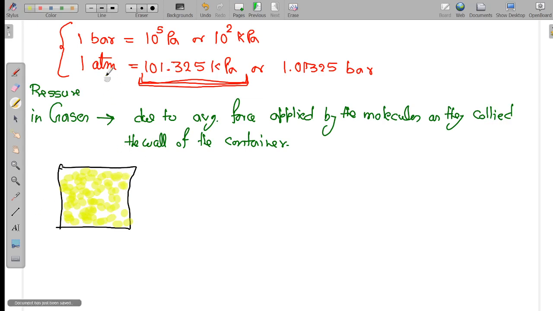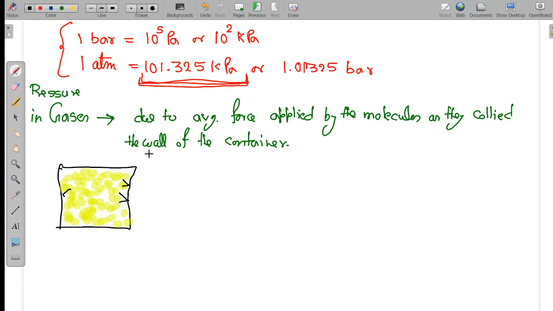If during this random motion the molecules collide with this wall, then it comes back. Similarly, another molecule will collide with the wall and then come back. Similarly, thousands or lakhs of molecules are continuously colliding with the wall and changing direction. So how is that collision giving rise to pressure?